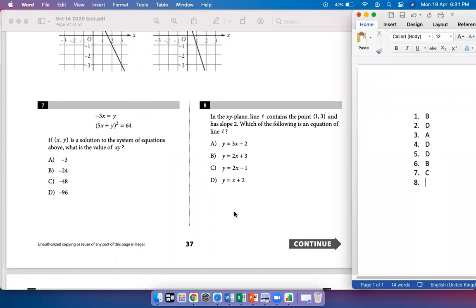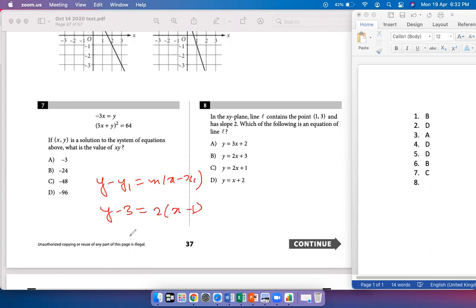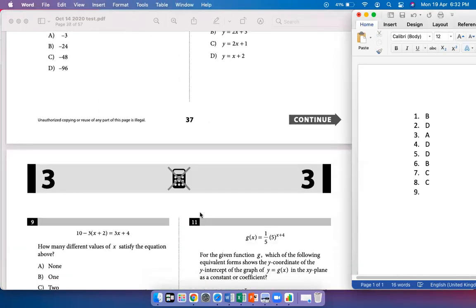In the xy plane, line L contains the point (1, 3) and has a slope of 2. Which of the following is an equation of line L? So we can use the slope point form. y minus y1 is m times x minus x1. So y minus 3 is 2 times x minus 1, which is 2x minus 2. So y is 2x plus 1. When I take minus 3 to the right hand side, I get 3, and minus 2 is plus 1. So y is 2x plus 1, which is option C. Okay, so that's question 8.